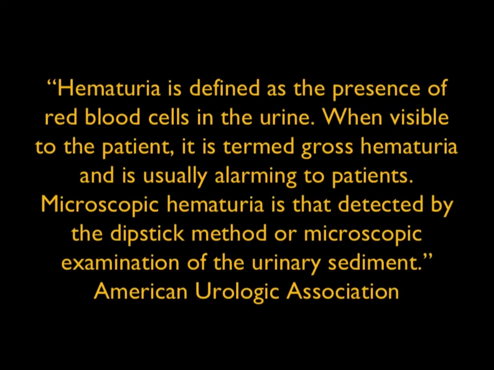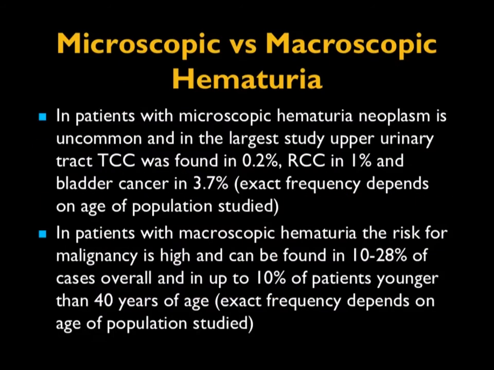So, hematuria is defined as the presence of red blood cells in the urine. When visible to the patient, it's termed gross hematuria and is usually alarming to the patients. Microscopic hematuria is that detected by the dipstick method or microscopic exam of the sediment. And it's an important difference, besides the obvious.